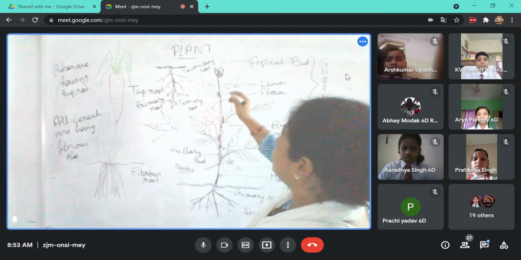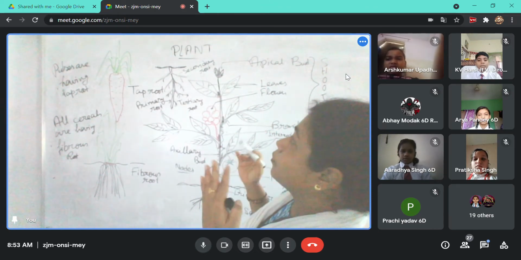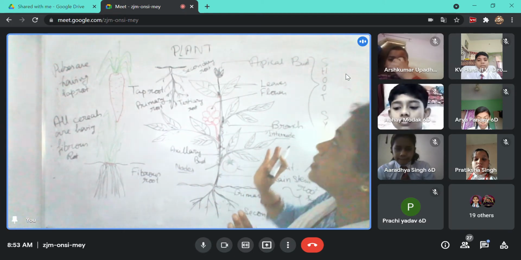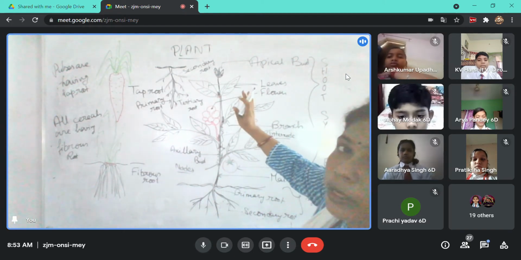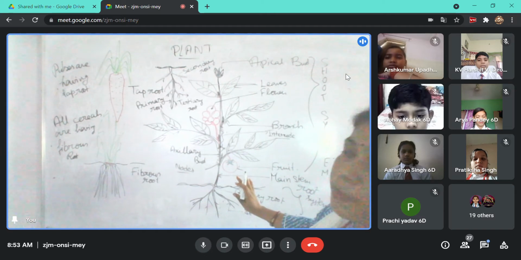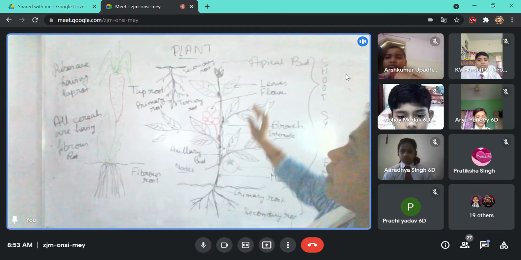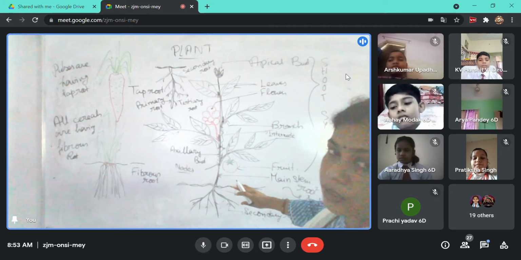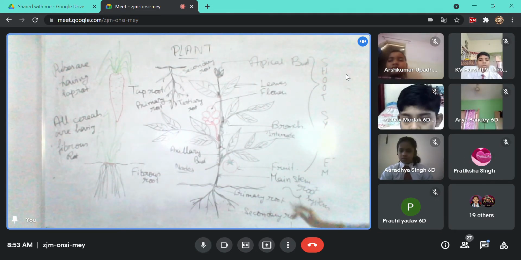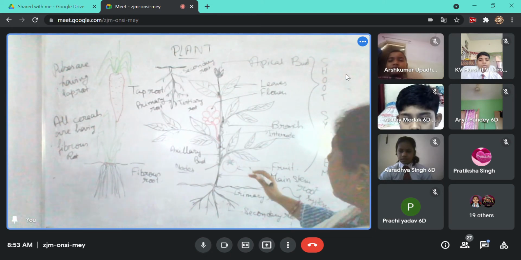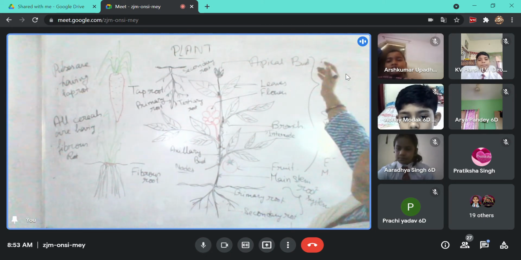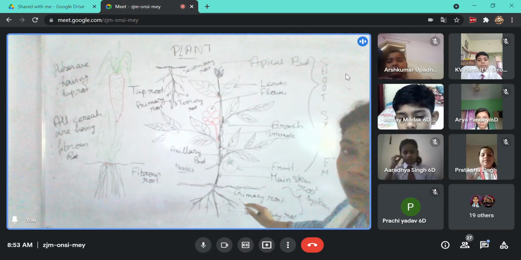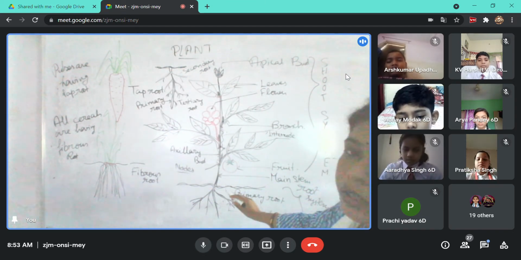So today we are going to start with the next chapter, that is chapter 7, which is getting to know plants. In this chapter, first of all, we are going to learn about the different parts of the plant, where mainly a plant can be divided into two systems. One is the root system that is present underground, and the parts that are present above the soil are called the shoot system.